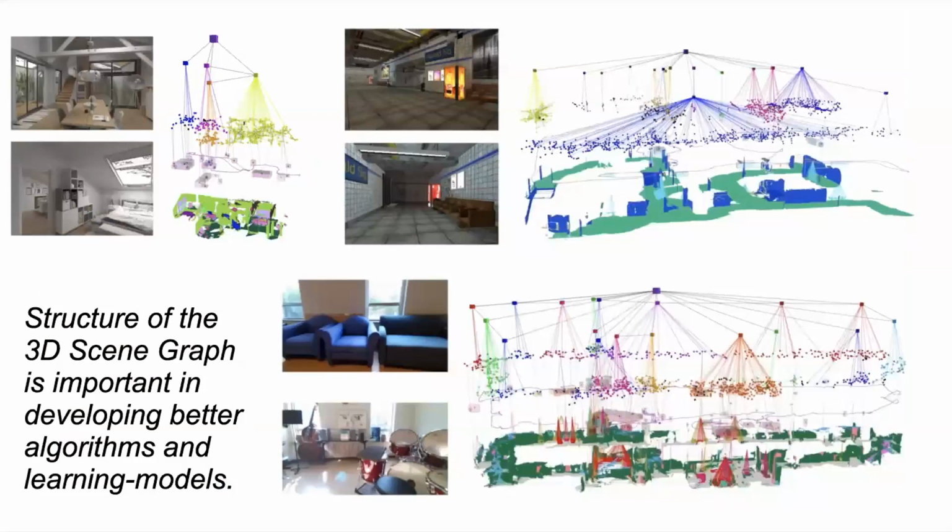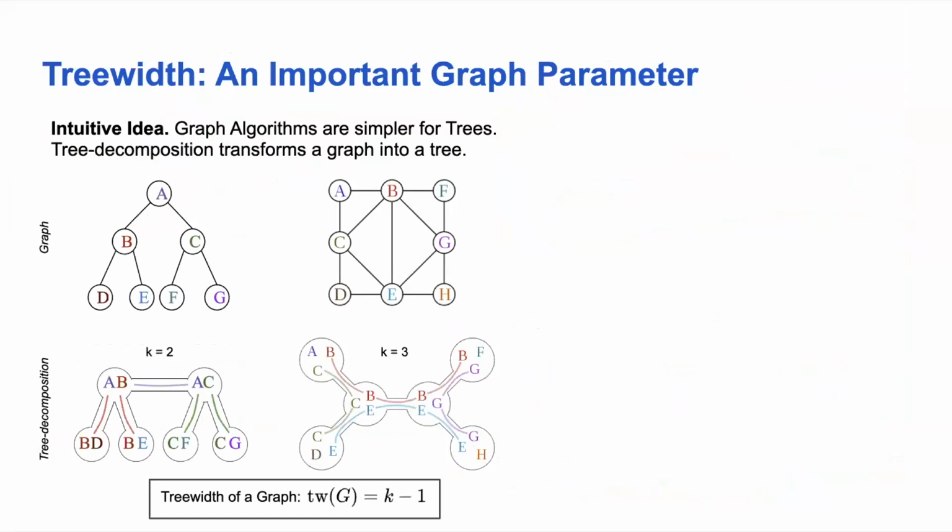So what is this representation? This scene graph representation is essentially a graph, right? It's a hierarchical graph, but it's a graph. And graphs are good in one sense, but they can also lead to NP-hard solutions. So if you want to solve any graph problems, they can be quite tedious. But it turns out that there are some graph parameters which, if you bound them, then most of the graph algorithms become polynomial time in complexity. And one such parameter is the tree width of a graph.